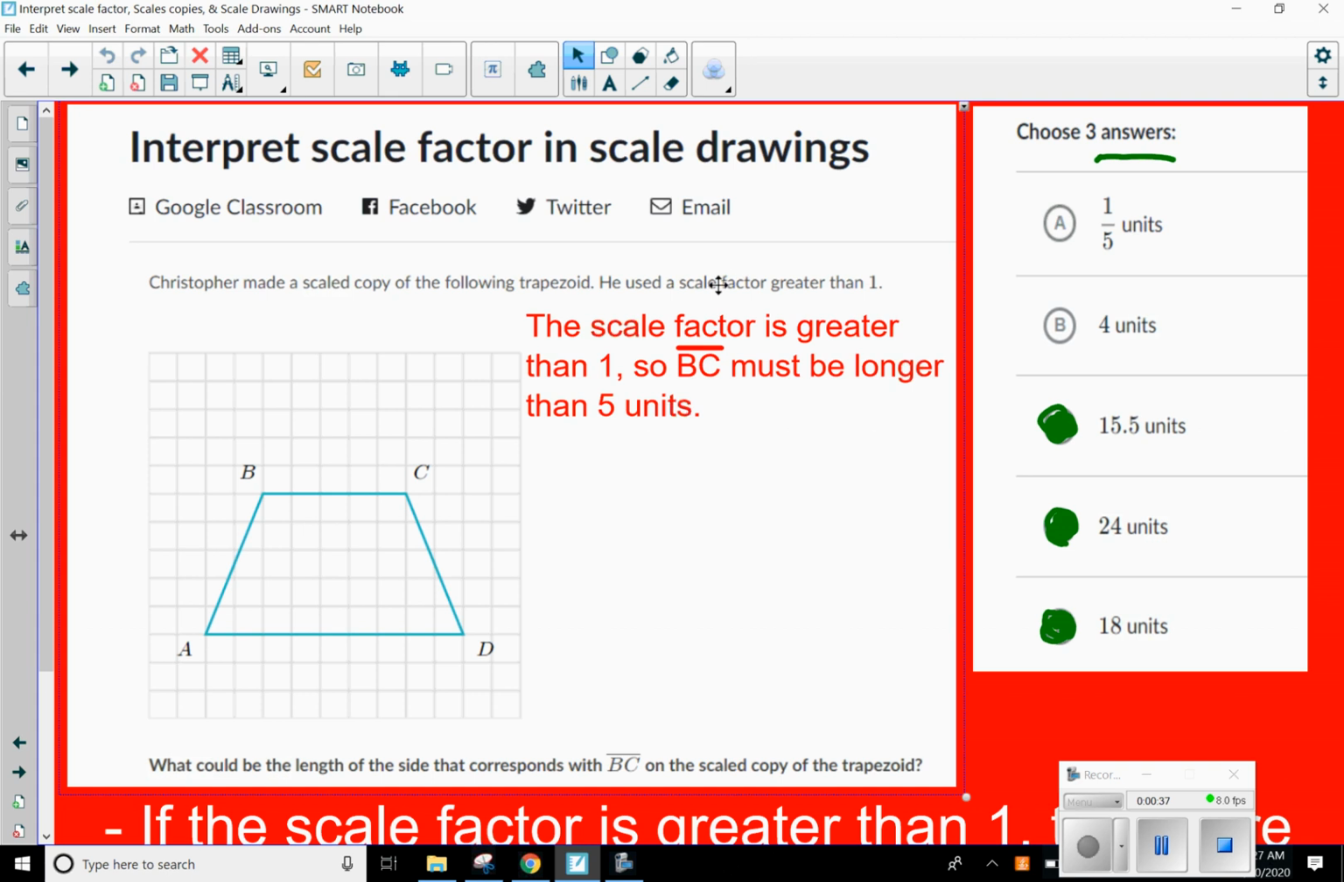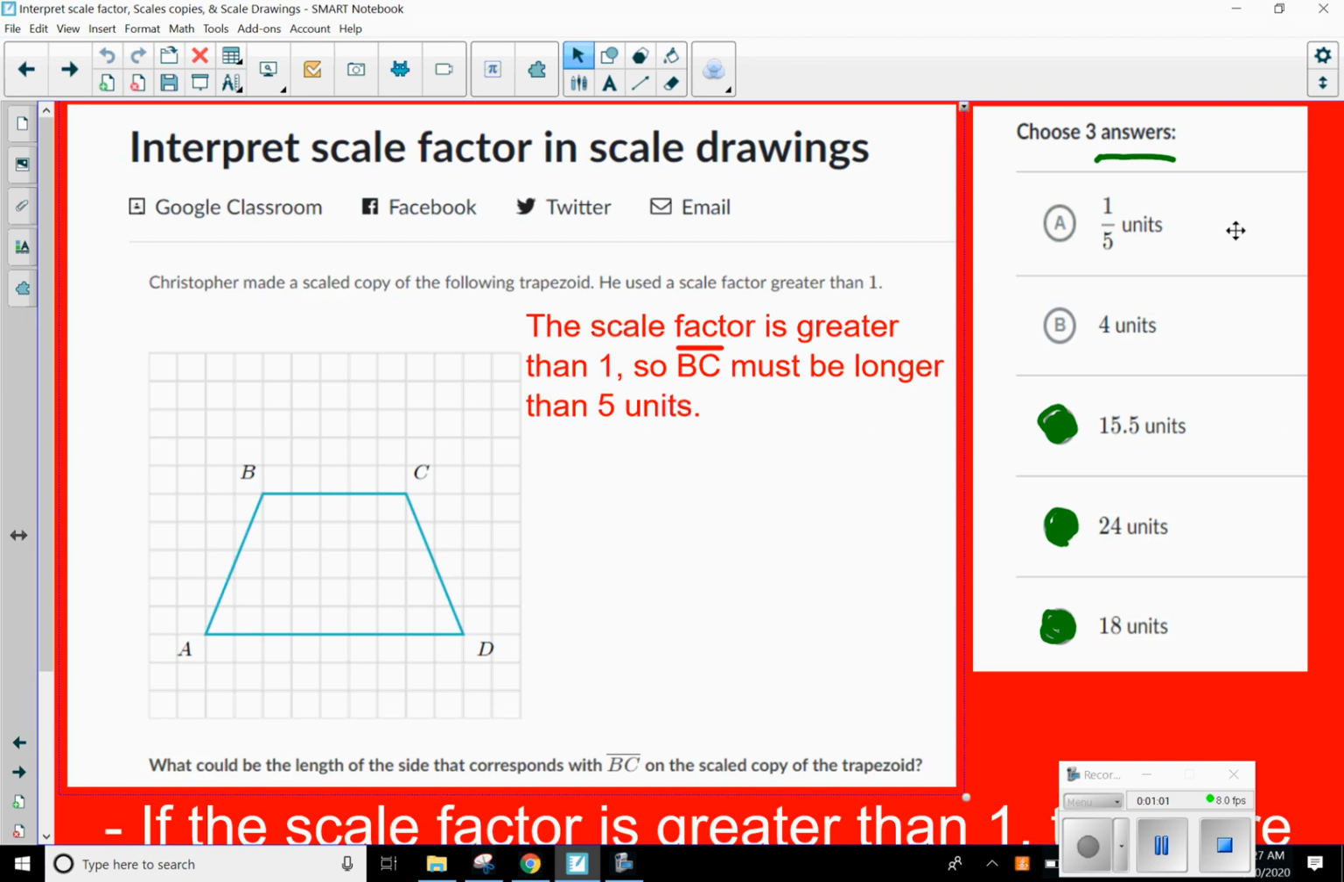Well, the first thing that we have to look at is that they tell you that the scale factor is greater than 1. So we know that if a scale factor is greater than 1, it means your figure is getting larger. So let's take a look at side BC. In this figure right here, BC is 1, 2, 3, 4, 5 units. So that means that in the scaled copy, it's going to have to be larger than 5 units.